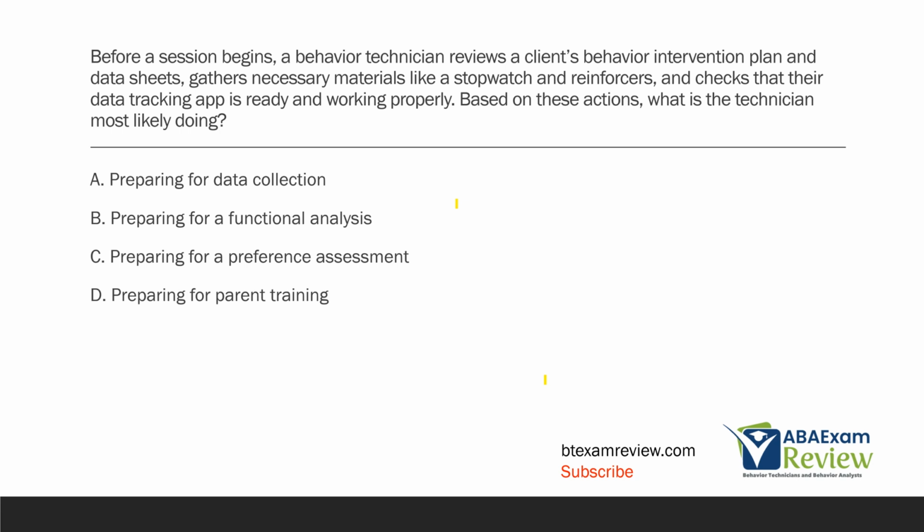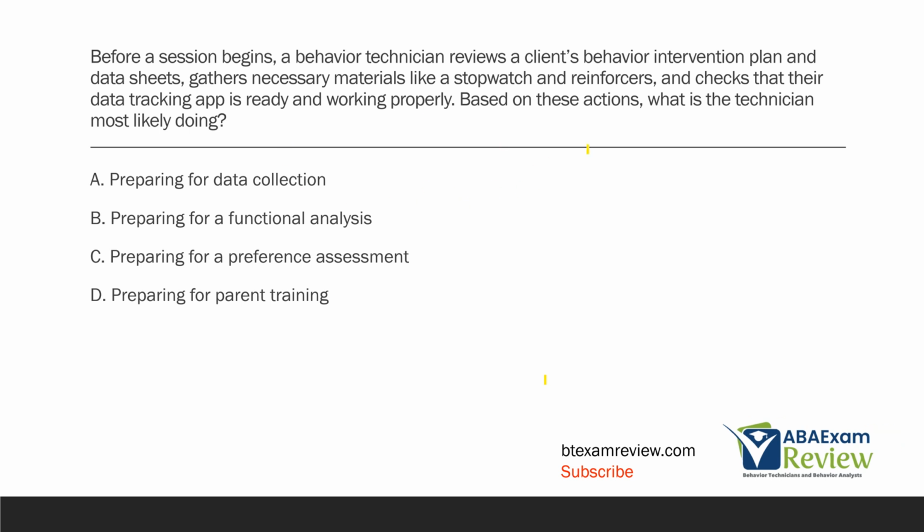Before a session begins, a behavior technician reviews a client's behavior intervention plan and data sheets, gathers necessary materials like a stopwatch and reinforcers, and checks that their data tracking app is ready and working properly. Based on these actions, what is the technician most likely doing?